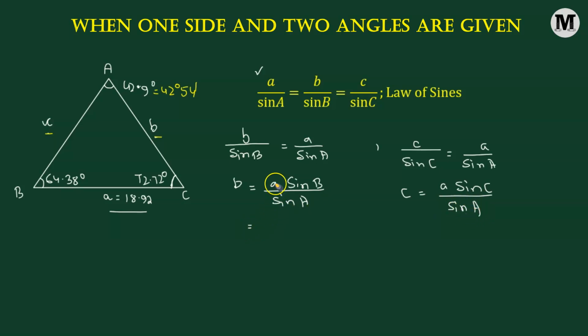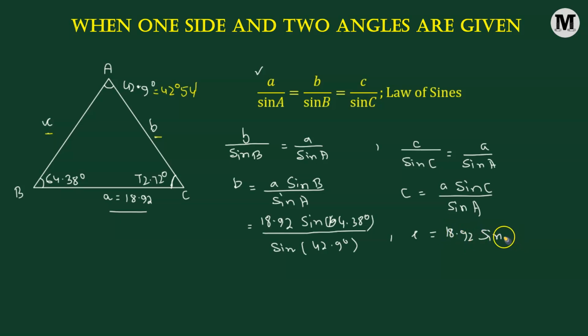So b equals, what is a here? a here is 18.92, multiplied by sine of angle B, which here is 64.38 degrees, whole divided by sine of angle A, that is 42.9 degrees. Similarly, we can substitute the value of a, 18.92, times sine of angle C, which corresponds to 72.72 degrees, divided by sine of angle A, that's 42.9 degrees.